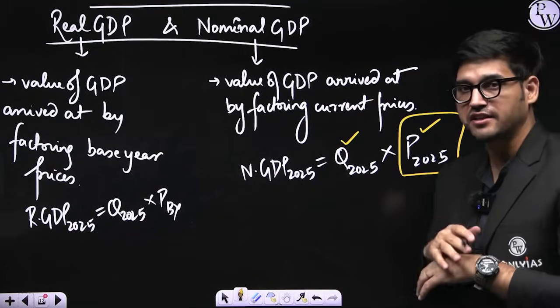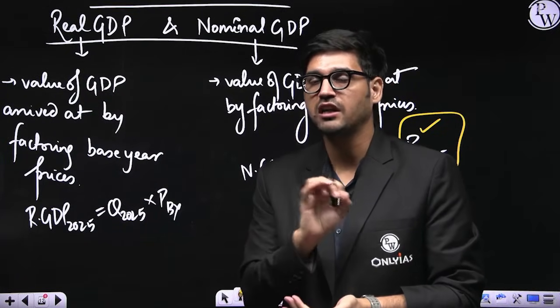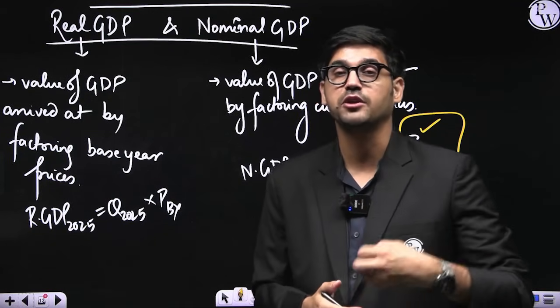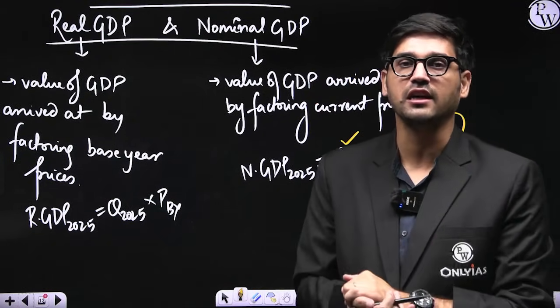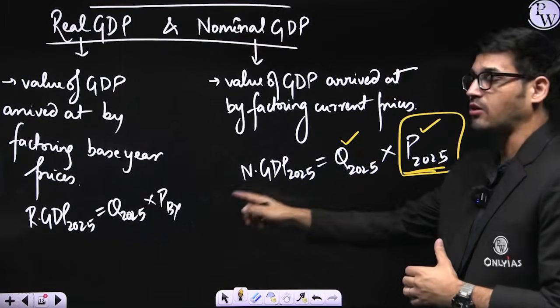Because market prices can change anytime. We want to negate the effect of these price changes. We only want to understand what is happening to the economy in quantity terms. Is it producing more quantity or is it producing any less quantity? How do we do that? We hold these prices constant.